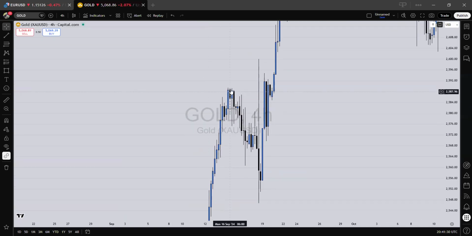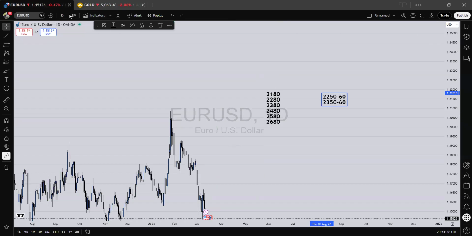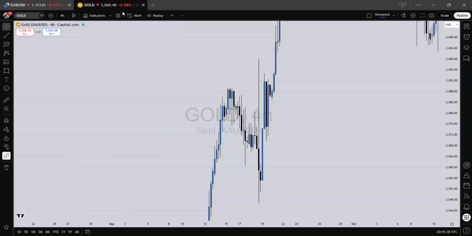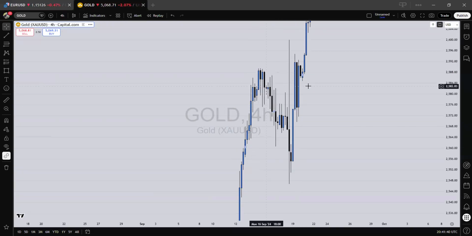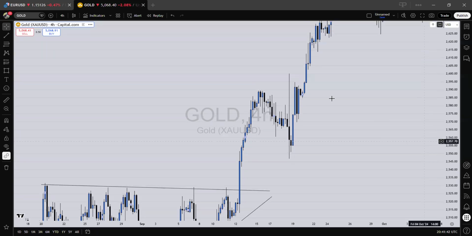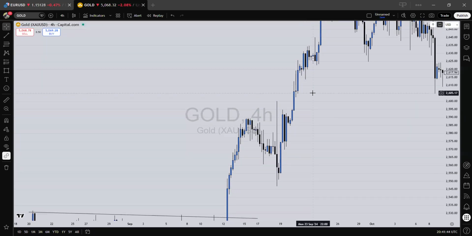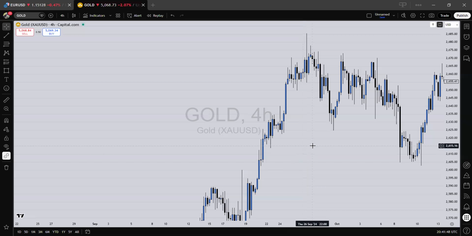Where did the retracement start from here? 2580 zone. So that is why I took that level as my psychological level, that price always retraces from that zone whenever we are in a free zone. That is how I came about it. It is nothing special.